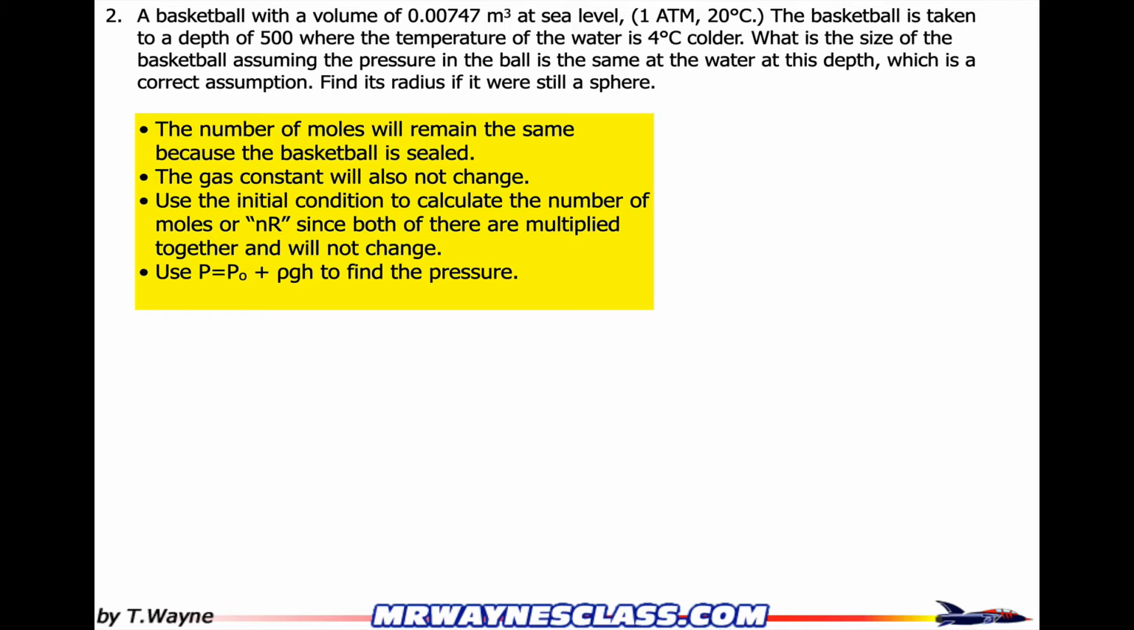I'll need to find the pressure at some point, so I'll use P equals P naught plus rho g h to find the pressure from fluid dynamics. And then I'm going to use PV equals nRT to find my new volume. So let's set this up.